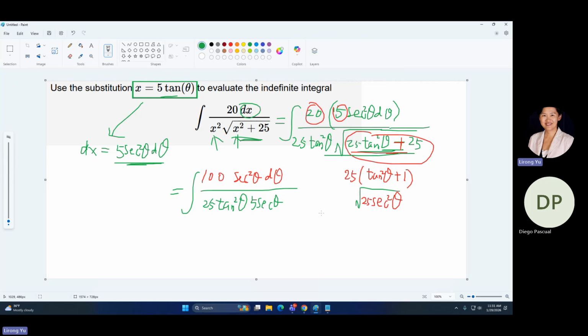After we've done that, you can see numerator and denominator have a common factor, which is secant. There's a secant squared and there's a secant, so you cancel one of the secants, and then you have only 1 secant left. Another thing is 100 divided by 25 equals 4. So we have 4 secant theta d theta, and the denominator becomes tangent squared.